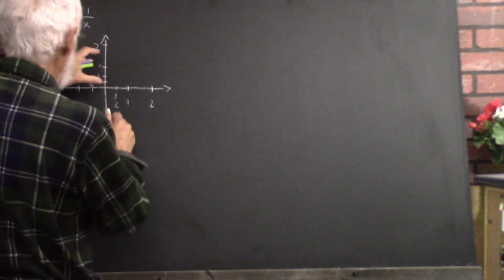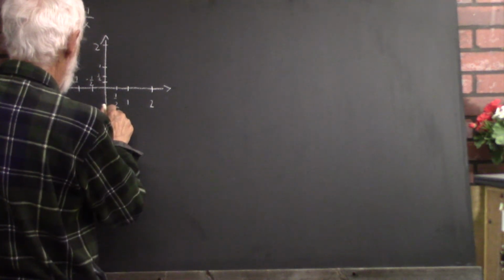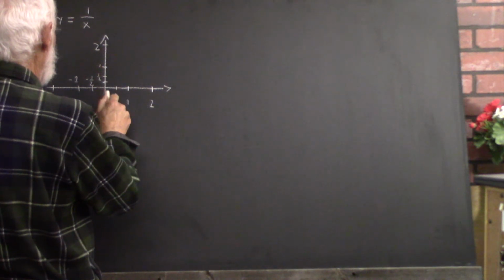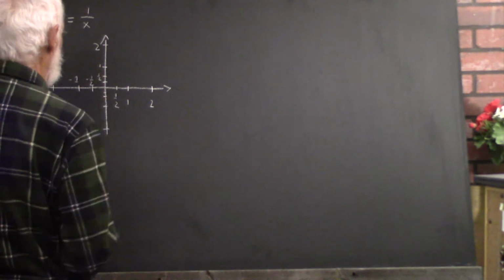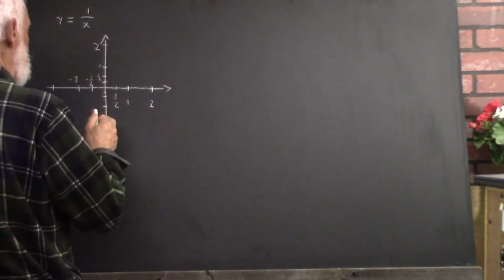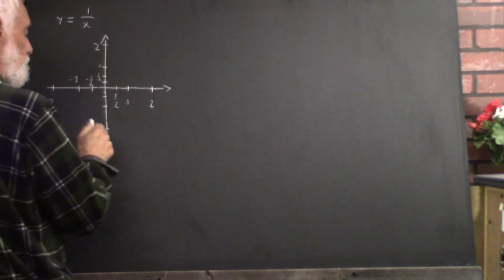Okay, then I do the same thing here. Did I really get that right? I guess I did. So I'm going to have a mark here for -1, a mark for -1/2, and a mark for -1/4. And I'm not going to label these because the labels will kind of get in the way. We know what those numbers are.